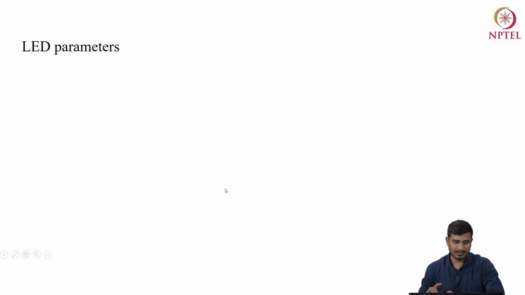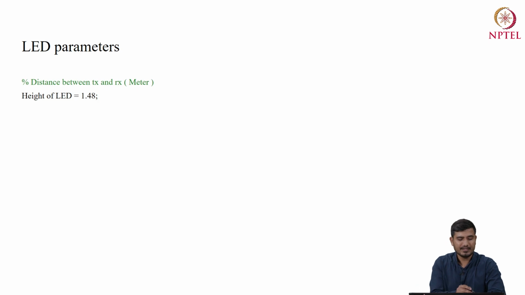So moving ahead, now we are going to discuss one by one what are the LED parameters that we need to provide as an input. So the first is the height of the LED, or you can say the distance between the transmitter and the receiver. So how we can calculate?